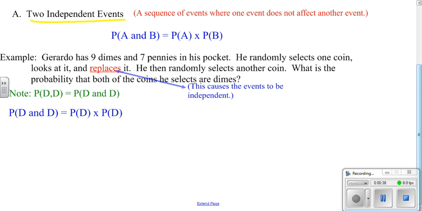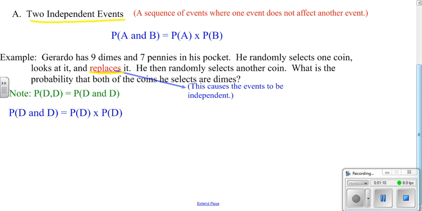So let's look at the example. I'll show you what it means. Gerardo has 9 dimes and 7 pennies in his pocket. He randomly selects one coin, looks at it, and replaces it. Because he replaces it in his pocket, that makes it independent. Because he's not actually changing the outcome of his next draw. He still has just as much chance to draw the same coin again next time.